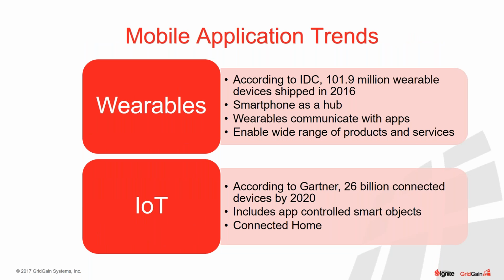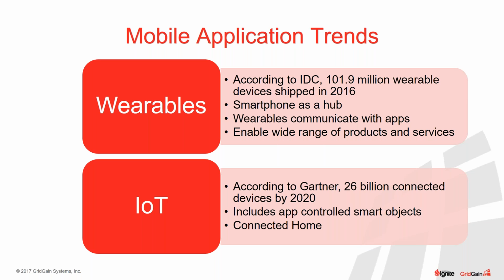Okay, so let's look at some trends affecting mobile application development. The first is wearable devices. According to IDC, 101.9 million wearable devices were shipped in 2016. This is up about 30% from the year before. And it's being driven by the smart wearable, like the Apple Watch.